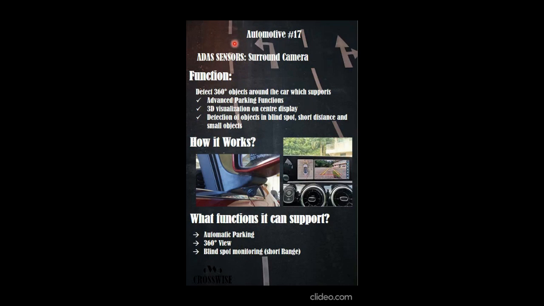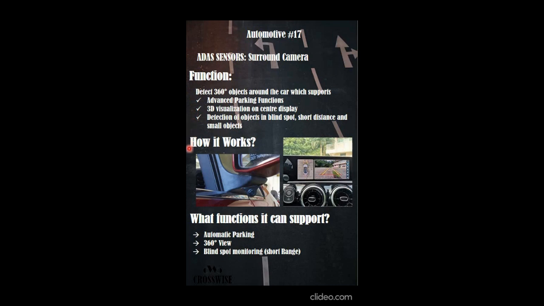In the last video, we talked about the front camera and its functions. In this video, we'll talk about surround cameras. The camera is a vision sensor, and the surround cameras are installed at 4 different points: two on the front and rear, and two on the left and right. They detect objects up to 60 degrees around the car, supporting advanced parking functions, 3D visualization, and detection of objects in the blind spot, short range, and small objects which are difficult for the driver to see in normal conditions.